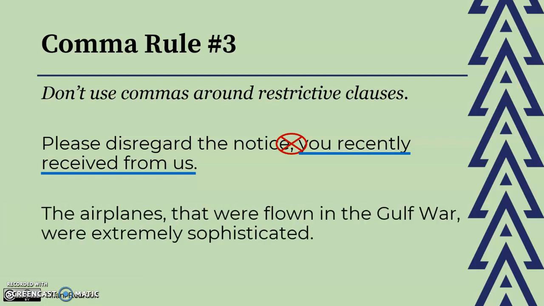Here's another example. The airplanes that were flown in the Gulf War were extremely sophisticated. That were flown in the Gulf War. Is this restrictive or non-restrictive? In this case, this is a restrictive clause. Why? It defines which airplanes you're talking about. Therefore, we are not going to use either of these commas.